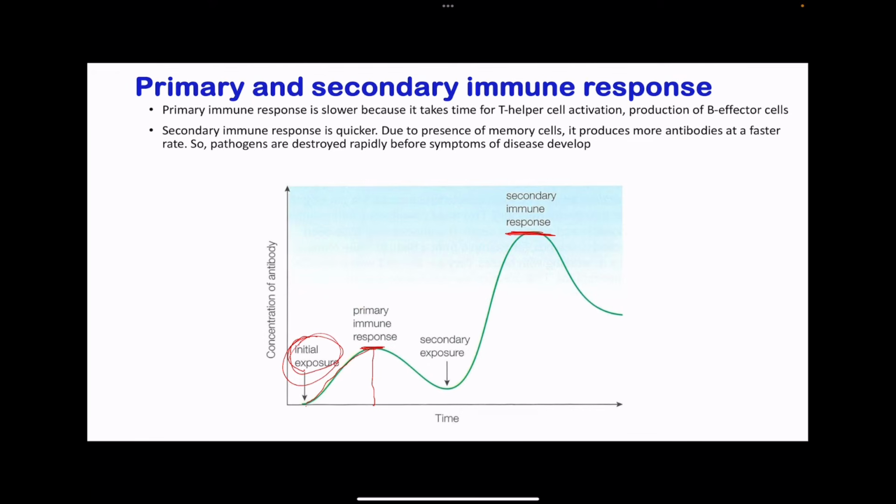But because secondary immune response occurs when the memory cells are already in the body, and of course there is going to be some antibodies, these memory cells are going to rapidly divide. They'll produce antibodies within a shorter period of time, and the concentration is going to be more than that produced in the primary immune response. And that means sometimes the symptoms of disease may not even be felt, or they may not evolve. So in simple terms, secondary immune response is quicker and more efficient, and it produces higher concentrations of antibodies within a shorter period of time.